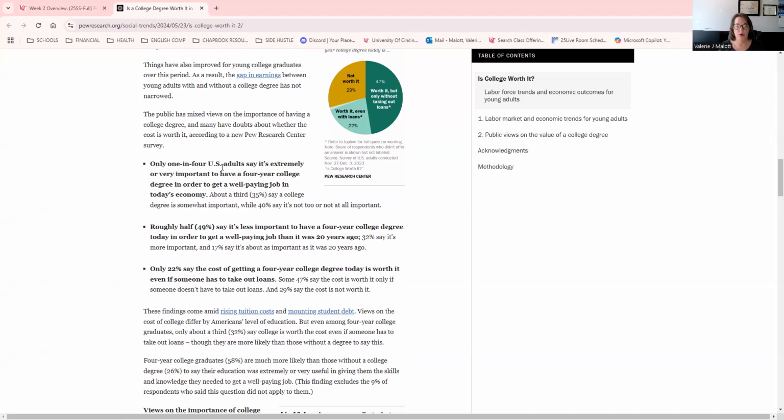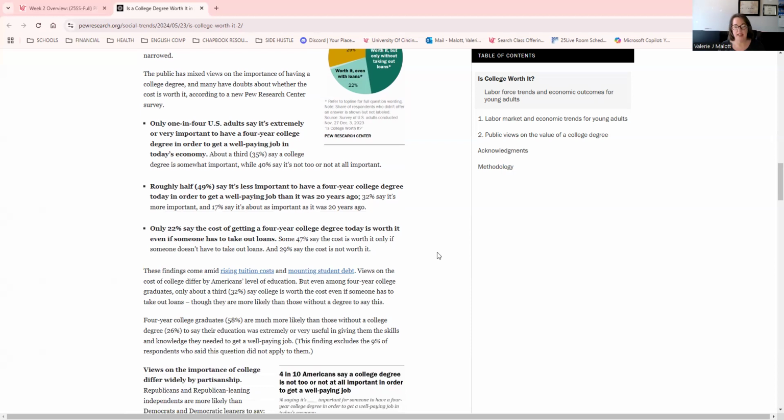1 in 4 US adults say it's extremely or very important to have a 4-year degree in order to get a well-paying job in today's economy. 35% say a college degree is somewhat important, and 40% say it's not important or not too important. Roughly half of the people say it's less important to have a 4-year college degree to get a well-paying job than it was 20 years ago.